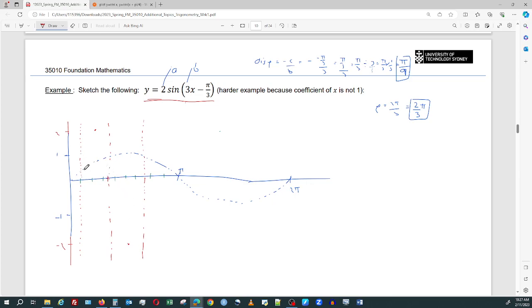So it's a sine wave. So we're going to start here and swoop our way up. And swoop our way down. And swoop our way all the way down. And swoop our way down. Okay.